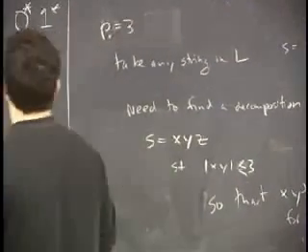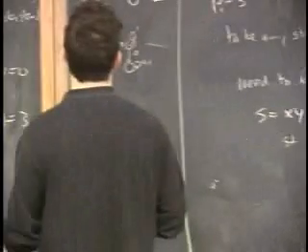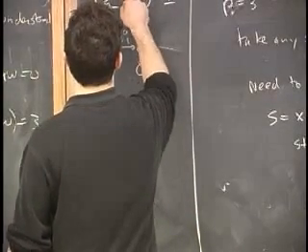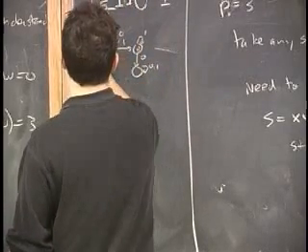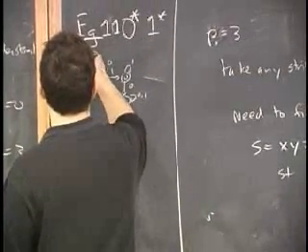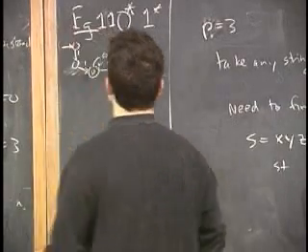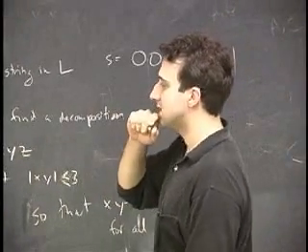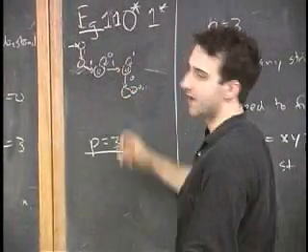Why don't I make this 1101 star? I apologize for the change. So 1101 star. Okay, that'll be more interesting. So the pumping length here is 5, I guess, automatically.